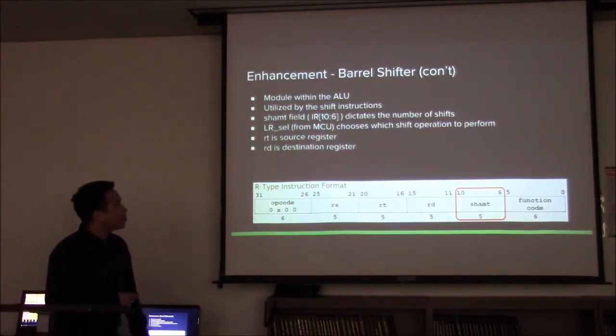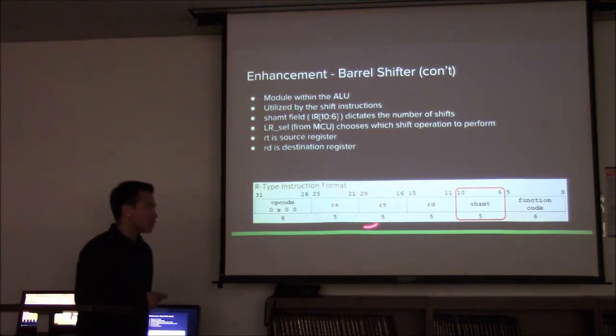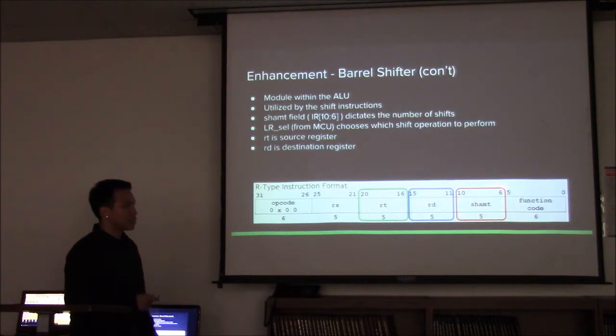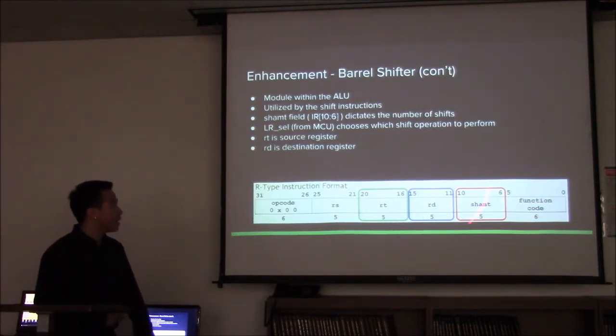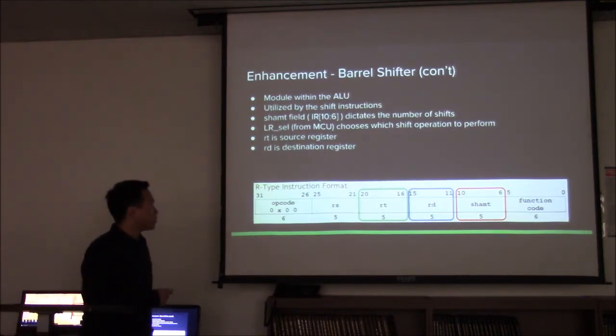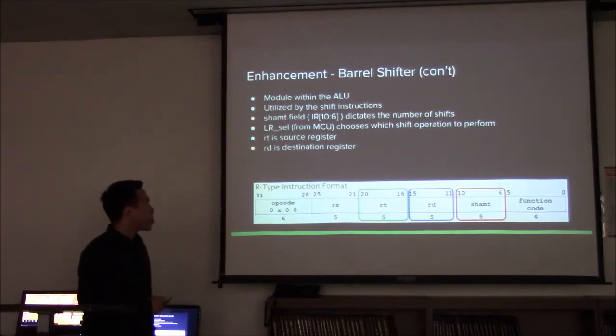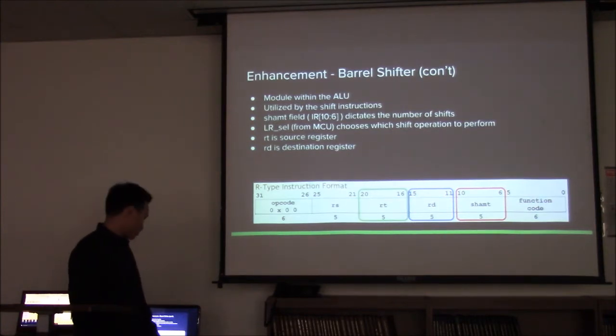So in this instruction, we don't use RS. We use RT as the source register, and then we look at the shift amount so that we can shift the specified amount. And basically the LR select is controlled by the MCU, so whatever the function select is, it will control the LR select appropriately to the correct mode. And it'll store the result in RD.